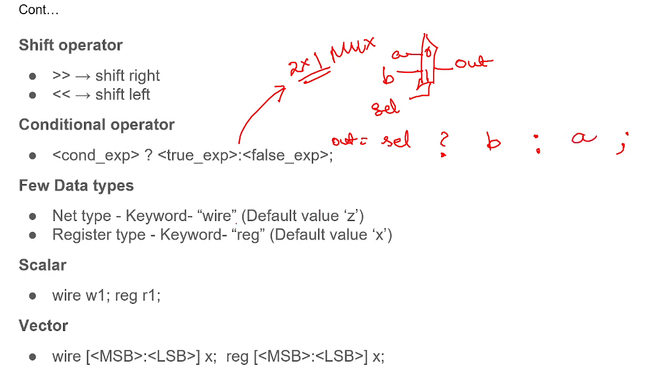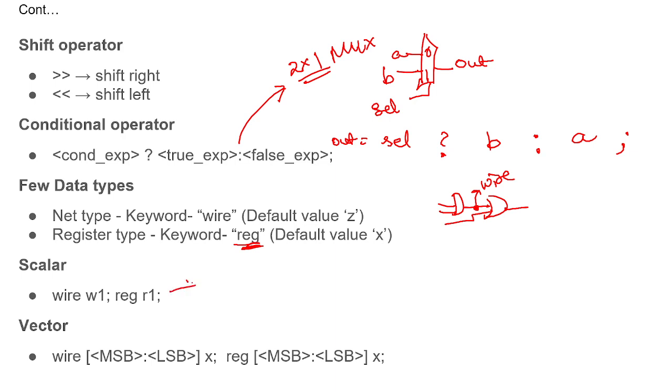Then we have the data types, wire type and register type. Wire type is used for continuously driven values. Like I have an AND gate driving another OR gate, I am driving this net continuously, so I will define this intermediate value as wire. And register type is used if you want to store any value. The default value of a net, if I don't connect it, will be Z. And the default value of a register type is don't care, X.